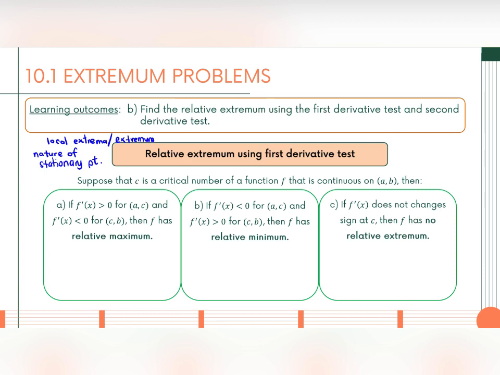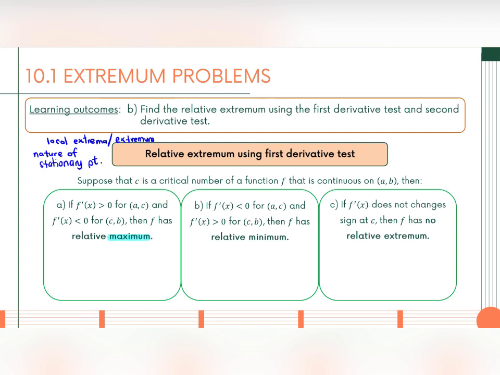So, sebelum itu, suppose that C adalah critical number of a function f that is continuous on AB. Okay, C adalah critical point yang continuous antara range AB. Okay, so if f prime x is greater than 0 for A until C and f prime x is less than 0 for C until B, then f has a relative maximum. Okey, apa maksud ayat ni sebenarnya?